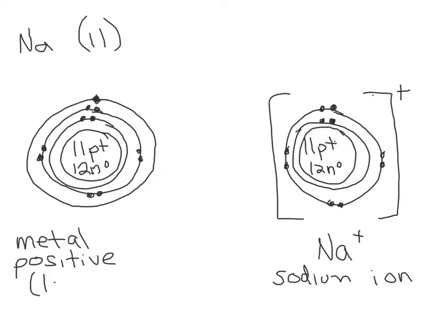Now metals form positive ions because they lose electrons to become stable. Positive ions are also called cations.